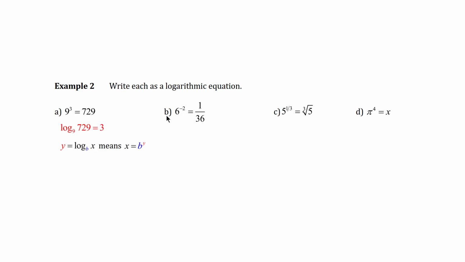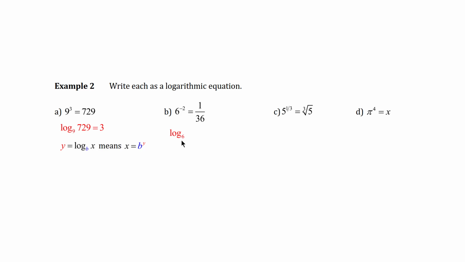Next we have part B. We have 6 to the negative 2 power equals 1 over 36. First we start off with the base of the logarithm, which is the same value as the base of the exponent, which is 6. Next we write in the number that goes in front of the logarithm.